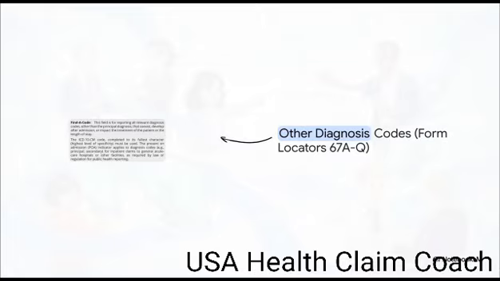But let's be real. Patients rarely come in with just one isolated, simple issue. And that brings us to Form Locators 67A through Q for Other Diagnosis Codes. This is your spot to report all those relevant secondary conditions, whether they coexisted when the patient arrived or they developed during the stay. If they impacted the treatment or how long the patient stuck around, they go right here.